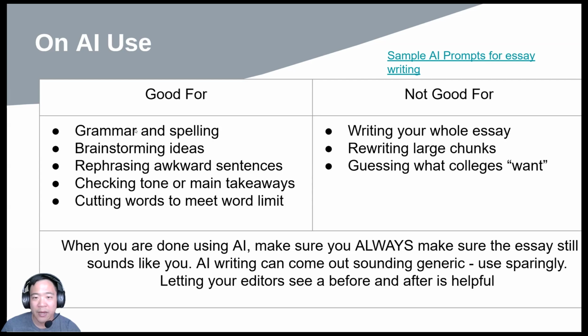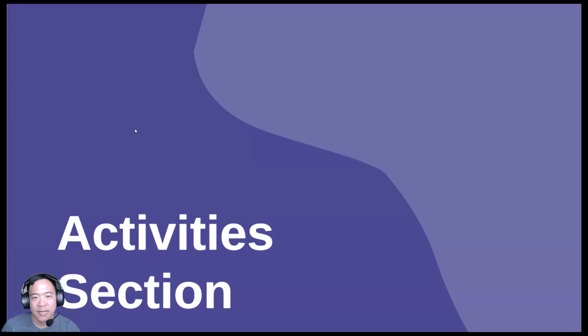If you do use AI, always make sure your essay still sounds like you. AI can come out sounding a little generic, so use it sparingly and show your editors a before and after. In the link on the slide and in the description box, you'll find sample prompts you can customize for your essays. After finishing your essays, the last section is going to be the activity section.